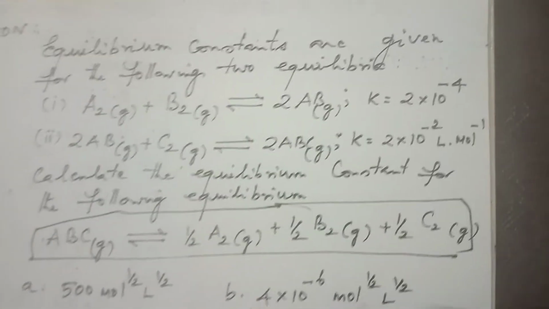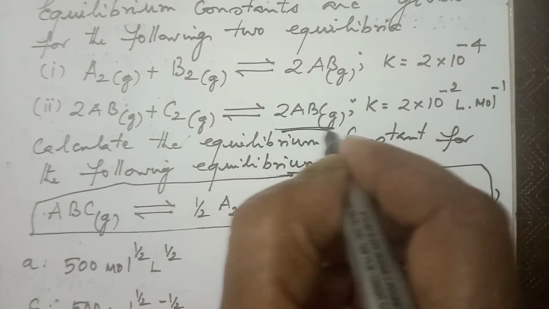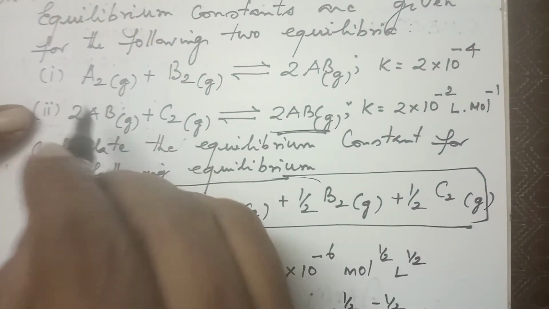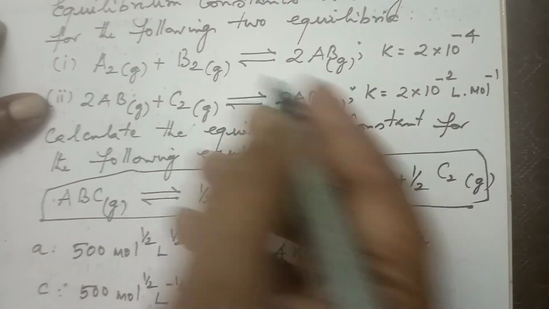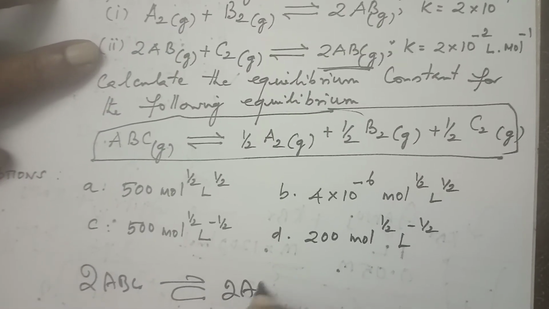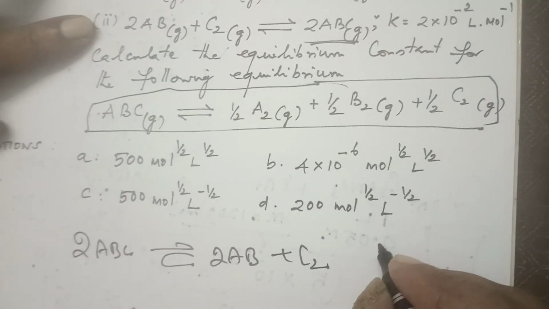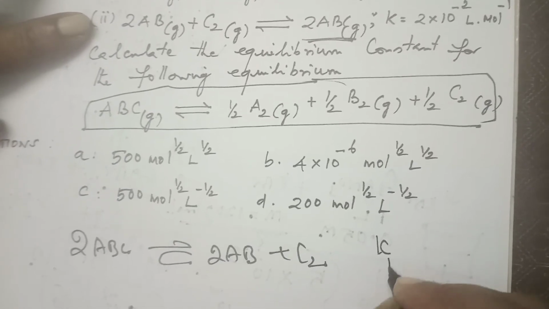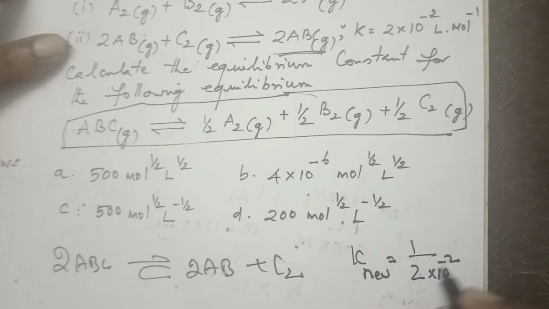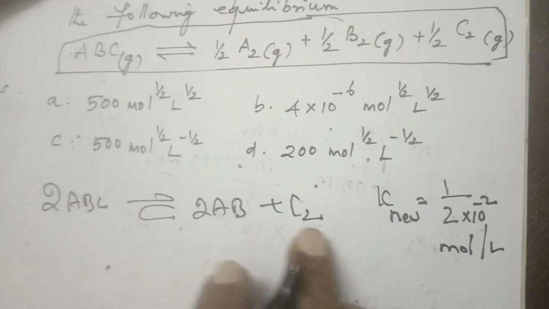Now let us just have a glance. What is given is ABC on the reactant side, and here you see ABC on the product side. So what we should do is write the second equilibrium as an inverse. First let me write the inverse: 2ABC is equal to 2AB plus C2, and the value should be the inverse, meaning a reciprocal. So let me write K nu as equal to 1 by 2 into 10 power minus 2, and the unit is reversed, meaning here it is mole per liter.